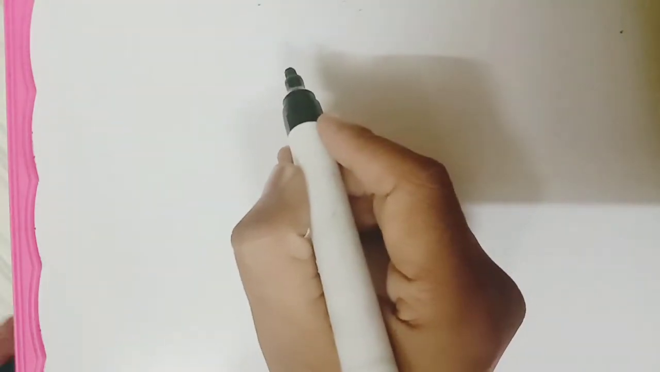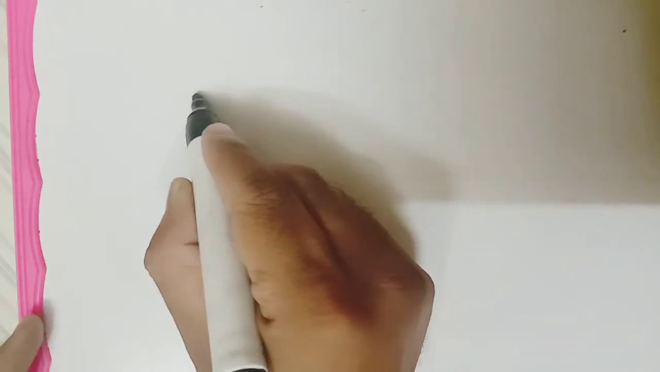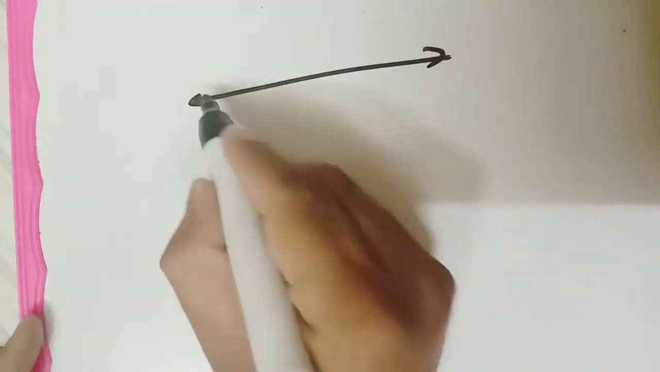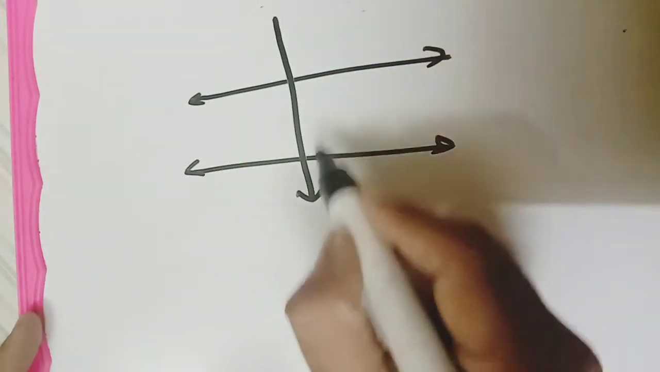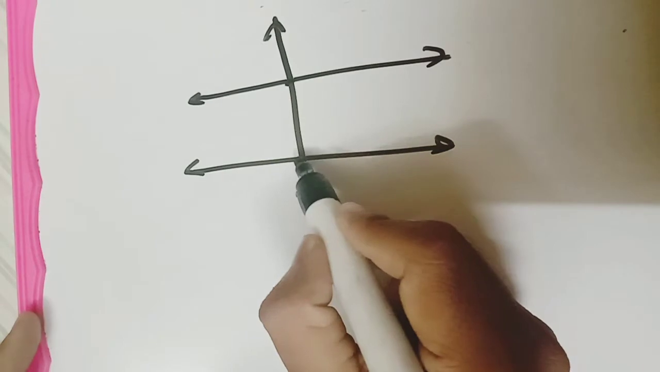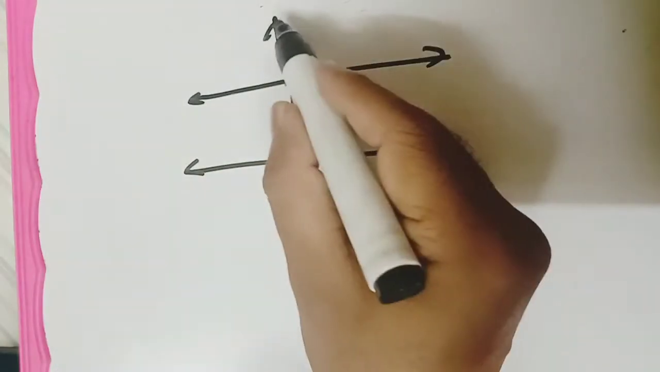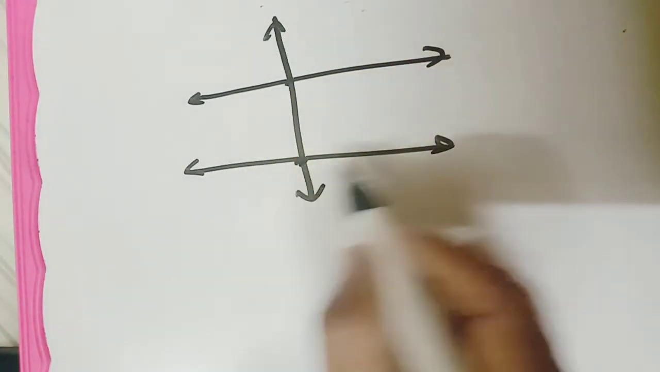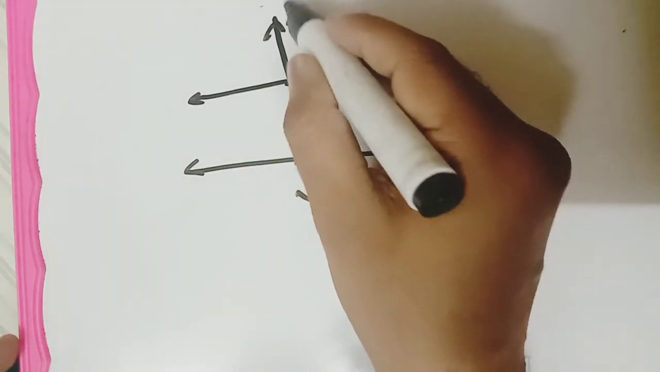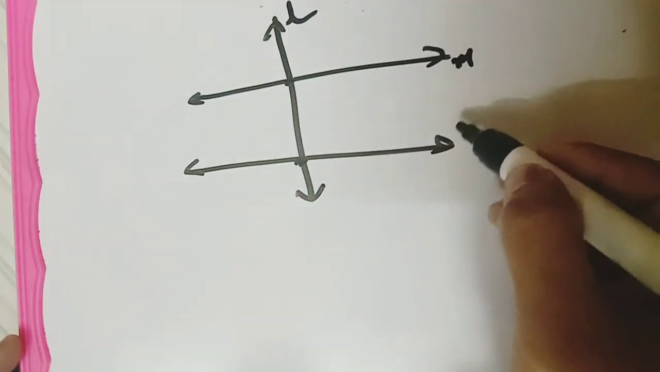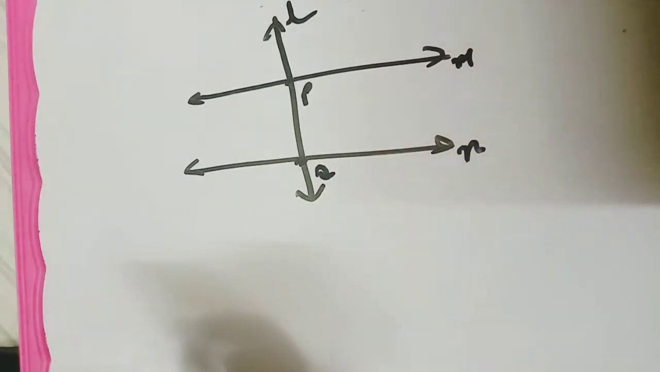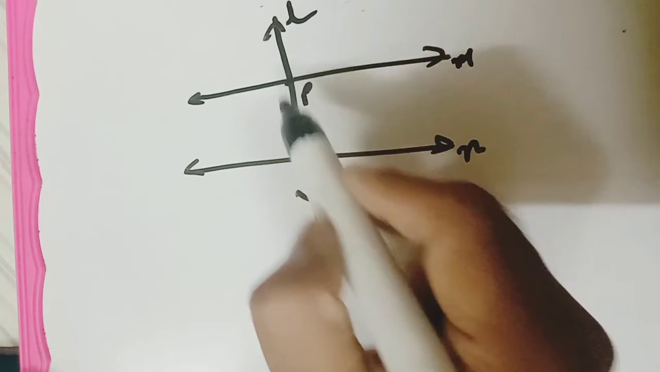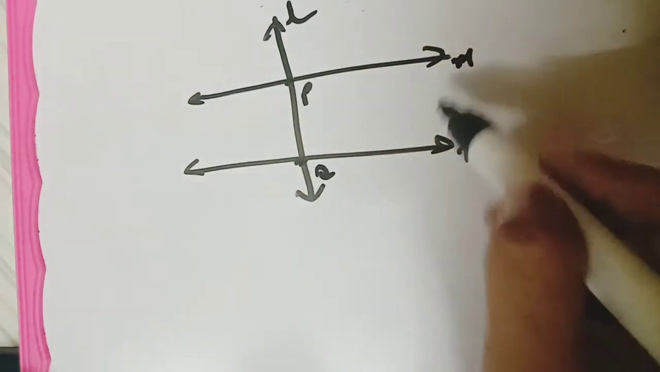Friends, in this session we will study lines and a transversal. When two lines are there and one line intersects them at two distinct points, that line is called a transversal for these two lines. Suppose L intersects M and N at two distinct points P and Q; then L is the transversal for M and N.